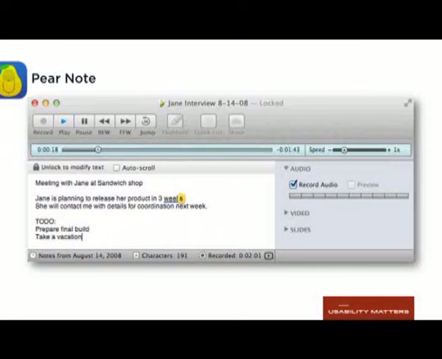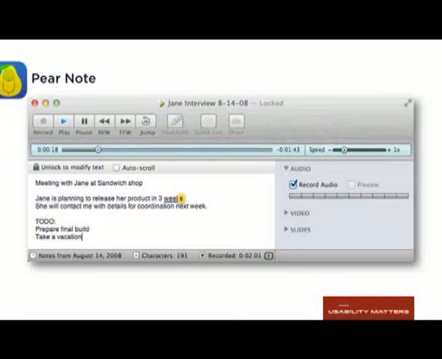Other research methods will result in different types of data. Often that data is in the form of notes. We're particularly fond of an app called PairNote because it synchronizes your typed notes and the audio recording of the session. It allows you to play back the recording at a higher speed if you wish, and further flesh out your notes and retain that synchronization.